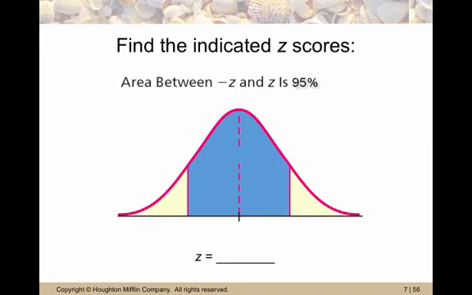If the area in between is 95%, that gives you 5% in both tails. So 2.5% or 0.025 in the lower tail. You look that up and you get plus or minus 1.96.